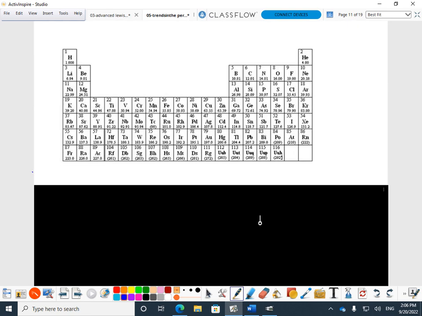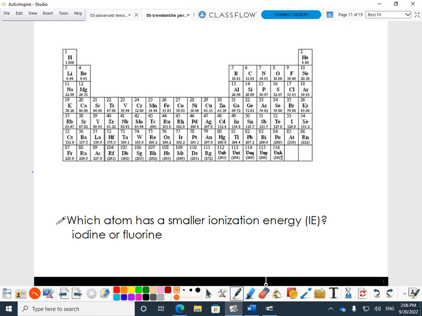the prediction question is right there for you. So now find I and F. So FR is francium. Not that, I mean, you could use that one, but I or F, which one is going to have a smaller ionization energy? Fluorine, F.